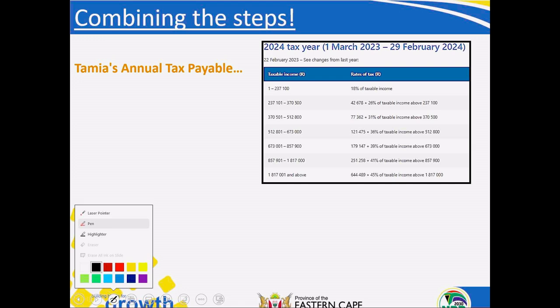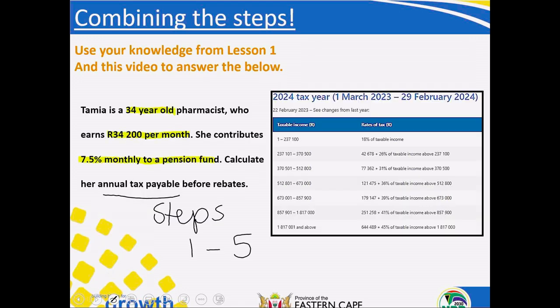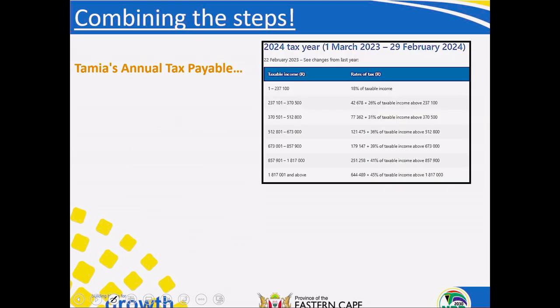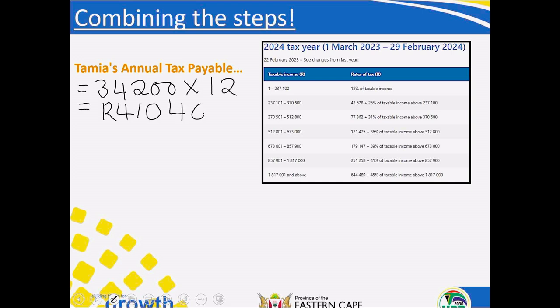Firstly, we need to know her annual gross income. So if we go back, she earns 34,200 Rand per month. So 34,200 times 12. Why do we times by 12? That is to take a monthly value and make it annual. So in your calculators, please input that. If you inputted the calculation correctly, you should see that the annual gross salary for Tamia is 410,400 Rand. That's a great start.